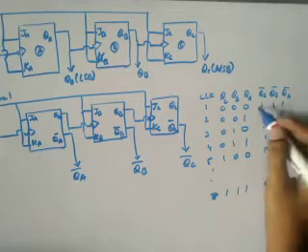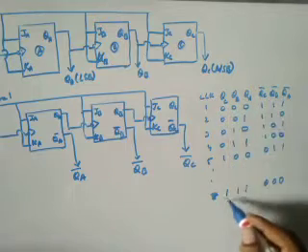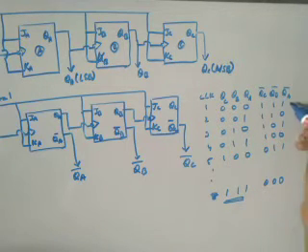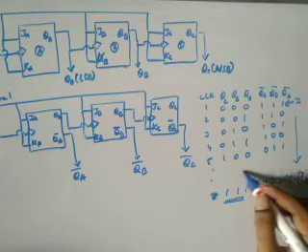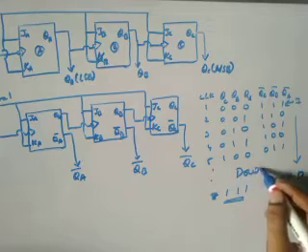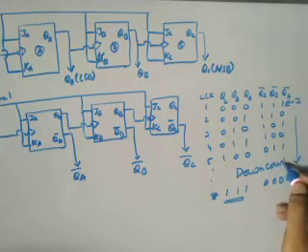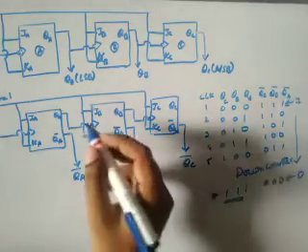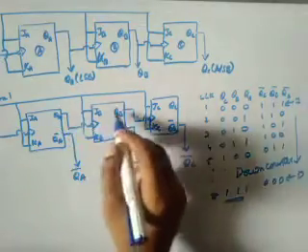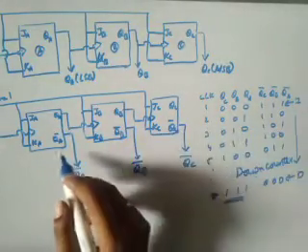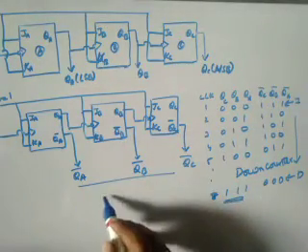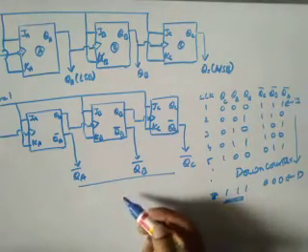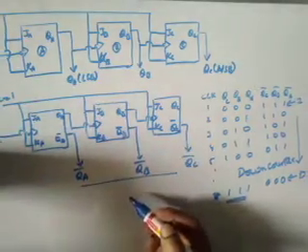So here we started with 0 and stopped with 7, but here we are going to start with 7 and end with 0. So this is nothing but a down counter. Instead of taking the output from QA, QB, QC, if you take the output from QA bar, QB bar and QC bar, you will get a down counter. That is nothing but a 3-bit down counter.